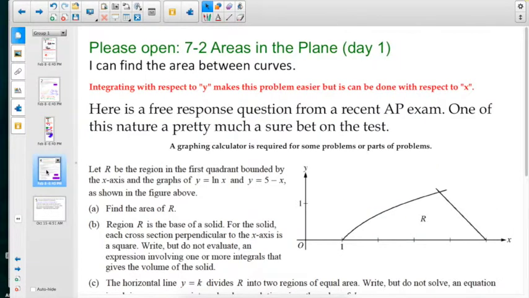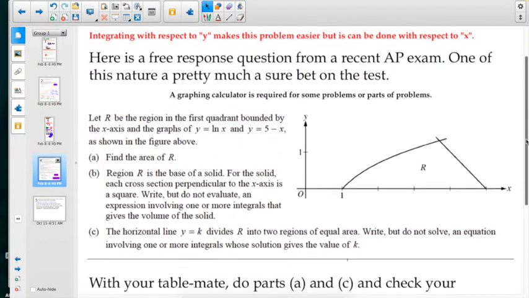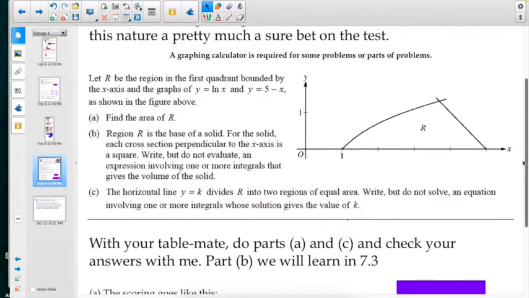If we take a look at just a quick peek at this free response, if you notice, if we tried to do this with x's, we'd have to split it here because then we have a function change. But if we do it all with y's, then this is always on the right and this is always on the left.